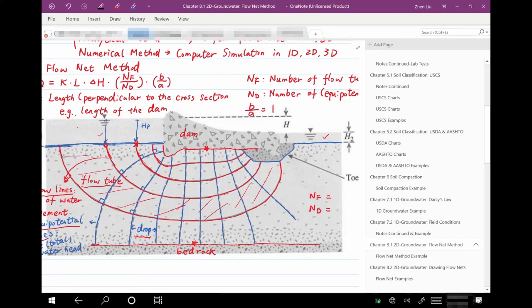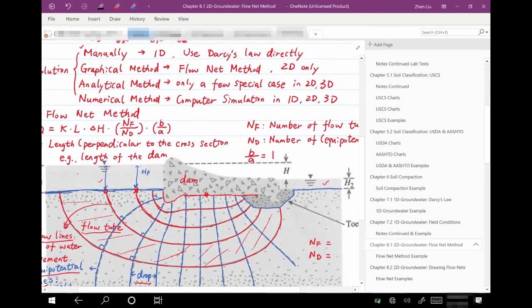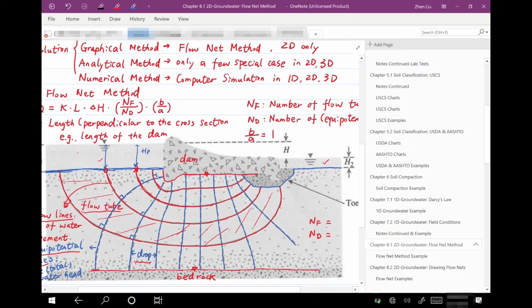So again, N sub F is the number of flow tubes, and a flow tube is the channel or the area between any two flow lines. So how many flow tubes do we have in this case? How many? 5. So let's see. Let me move this up a little bit. Let's do it from the top downward. So we have the first one here, right? Then second, 3, 4, 5. So we're talking about flow tubes. This is the first one, second one, third one, then fourth one, and the fifth one.